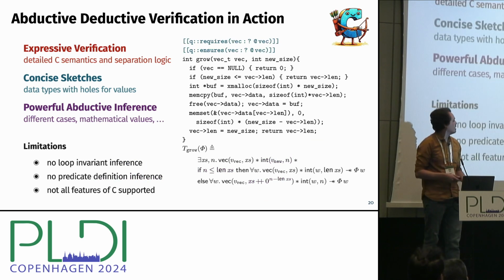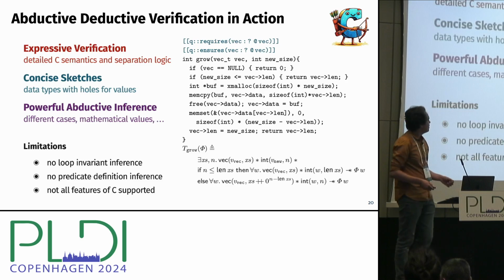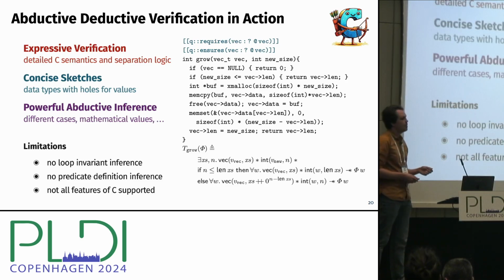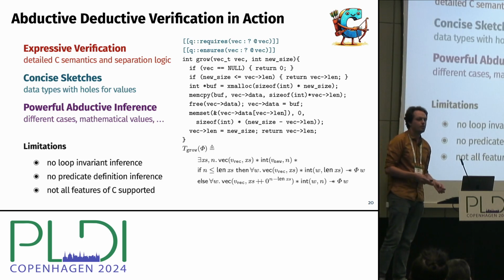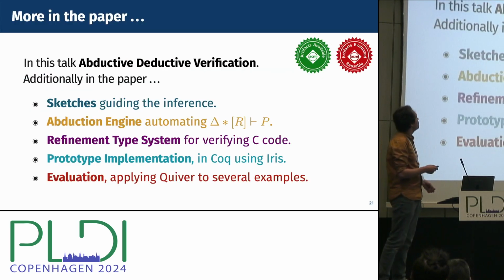And of course, I want to mention that Quiver also has some limitations. For example, we don't infer loop invariants. You have to provide them manually, like in many other verification tools. We don't infer predicate definitions. As I showed you earlier, you need to define them yourself. And it doesn't support all features of C. For example, we currently don't support floating point numbers. And that's what I wanted to show you in this talk.